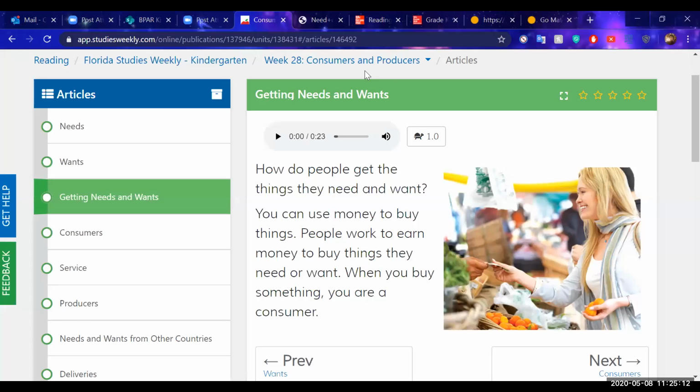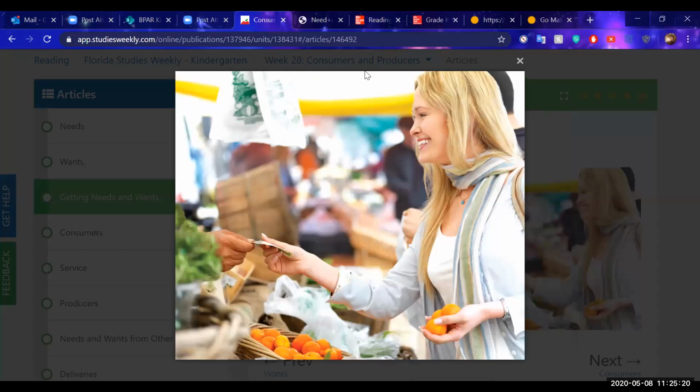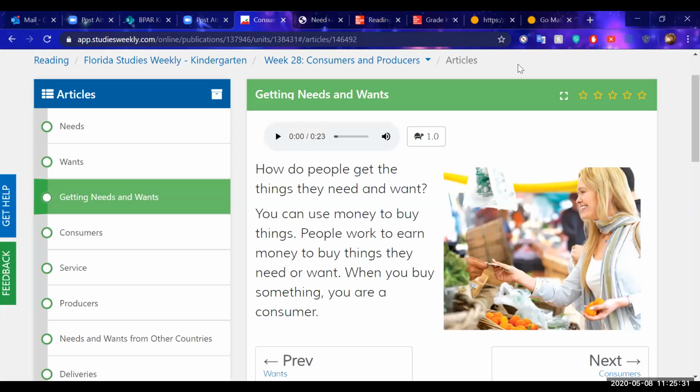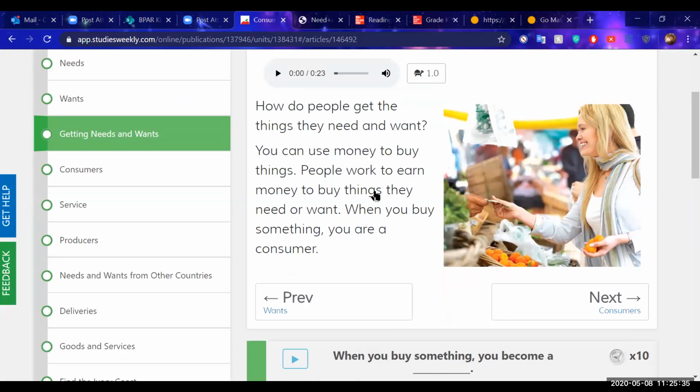Now that we've talked about what needs and wants are, let's talk about how we get the things we need and how we get the things we want. Look at this picture. What is the lady doing? She's using money. You can use money to buy things. People work to earn money to buy things they need or want.